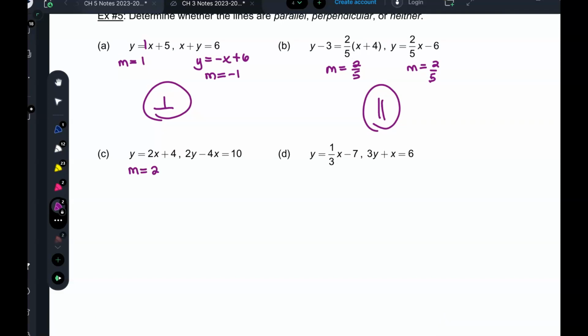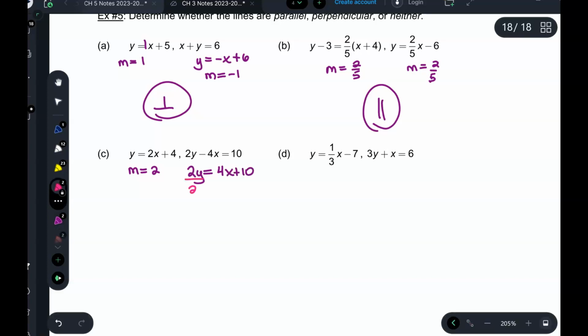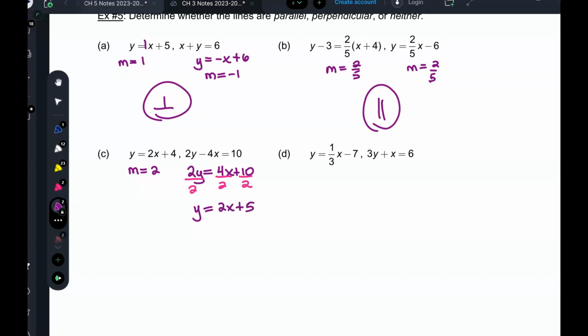All right, the first line is 2, but we have to isolate y in the second equation. So let's see, add 4x, and then make sure you divide everything by 2. So what do we get for this? Parallel? Good. Again, you can write out the word parallel or just use a little symbol. And how about the last two? Slope here is 1/3. Let's solve for the other one. So I'm going to subtract x.